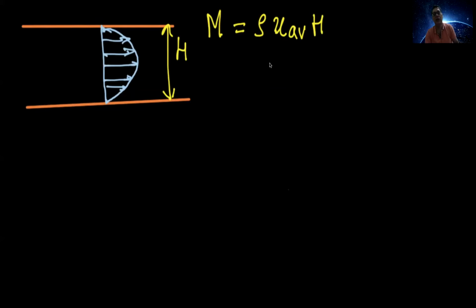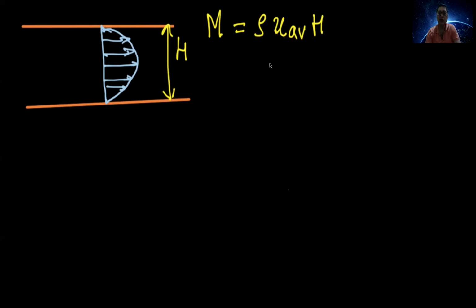So in this case, if you want to calculate the mass flow rate, it is equal to the density multiplied by the average velocity multiplied by area. Now, for a 2D situation, I am taking the area as h, the size of this channel, and perpendicular to this plane I am taking the size as unity. So the area is h into 1.